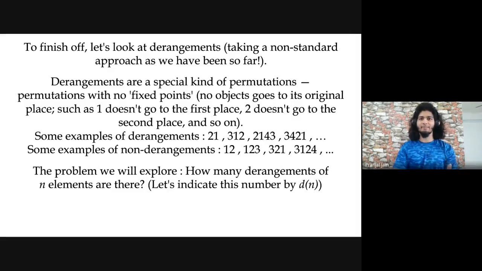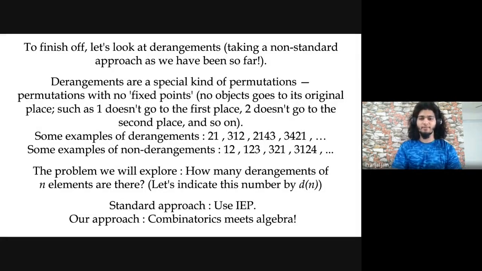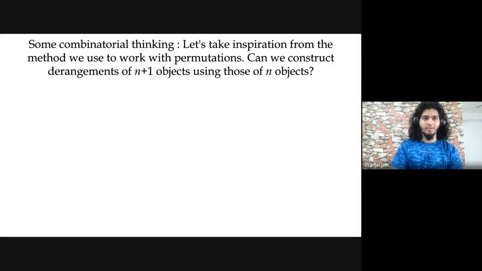So if I have n elements and I want to find the number of permutations which satisfy this condition of no fixed points, how many ways can I do that in? So let's say that the number is d of n, and we'll be using this later on for computation. So I'll give you some time to go through these examples. So we'll use combinatorics and algebra, as I said.